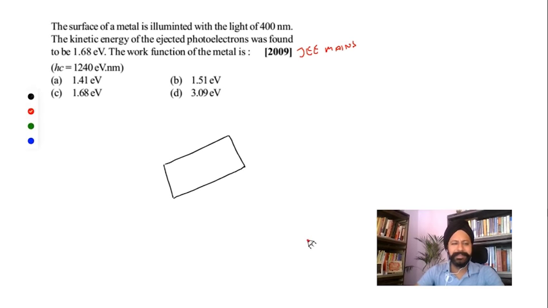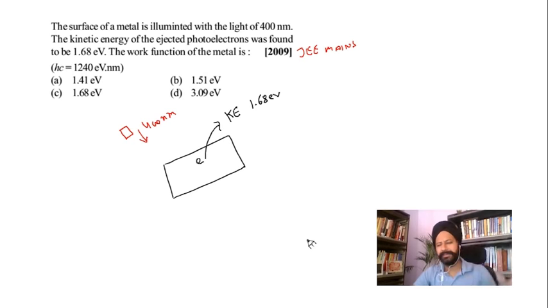So this is illuminated by a photoelectron, right? 400 nanometers of light. Now there is an electron that comes out and it has a kinetic energy of 1.68 electron volts. Simple enough. There's nothing much to do here. We know the famous equation h times the frequency of light is equal to the work function plus the kinetic energy max. Right? Now what all is given in this?